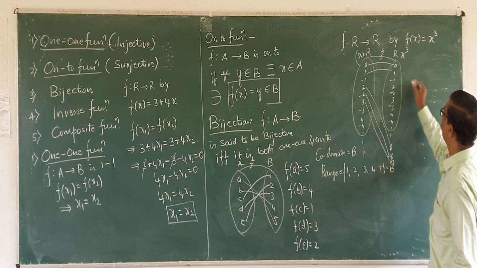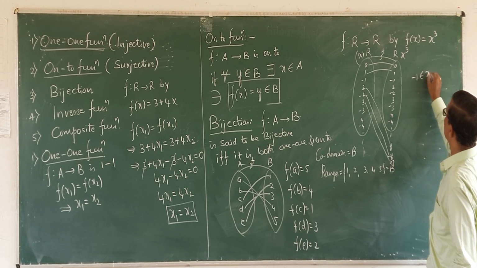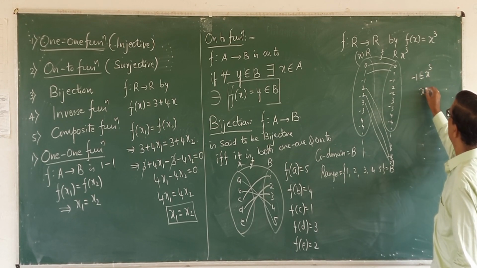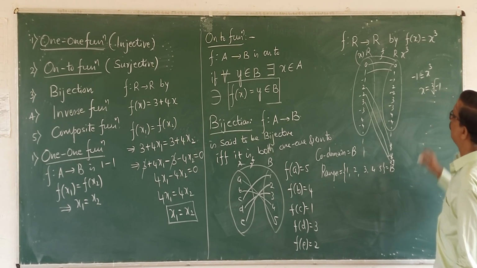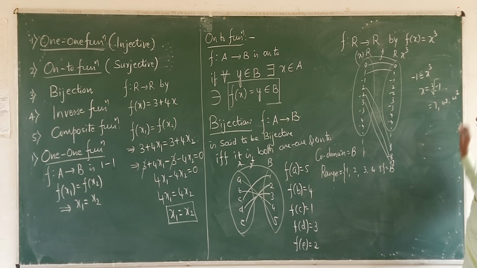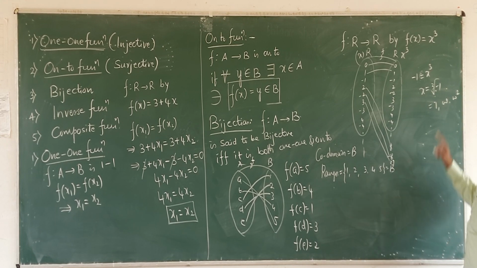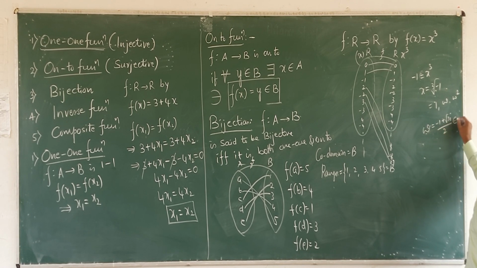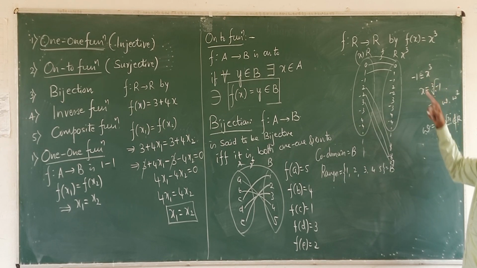How? Take one number, say minus 1, which belongs to the codomain. The x cube value is minus 1. What is the x value? The cube root of minus 1. The cube roots of minus 1 are minus 1, omega, and omega square, where omega is minus 1 plus root 3 i divided by 2. Does it belong to the real numbers? It does not belong to the real numbers. The omega value has root 3 i, it is a complex number, but here we need a real number.